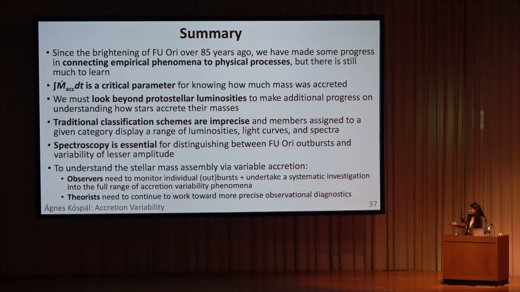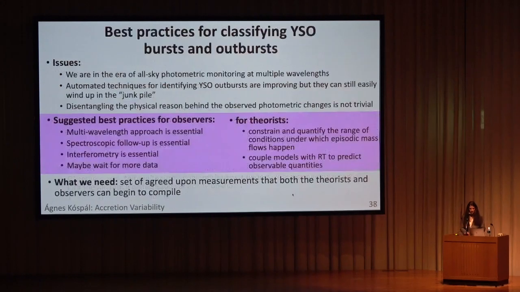So to understand the stellar mass assembly via variable accretion, observers need to monitor individual outbursts, but also undertake a systematic investigation into the full range of accretion variability phenomena. And theorists need to continue to work towards more precise observational diagnostics. So on my last slide, I would like to suggest some best practices for us.